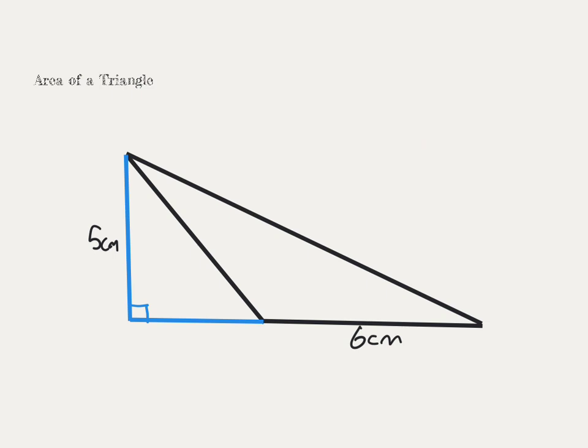We've got a slightly different one, but it's the same rule. As long as we know the base and the height, and remember they're perpendicular, remember Friday's lesson, we can work it out. So 6 times 5, which we do first, is 30, divided by 2 is 15 centimetres squared. So the area is 15 centimetres.